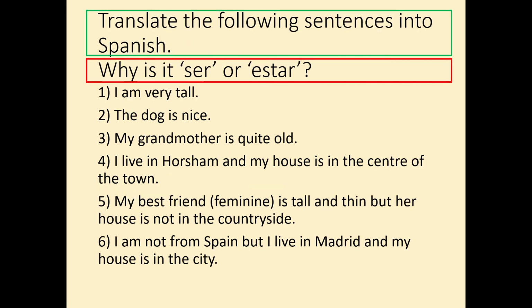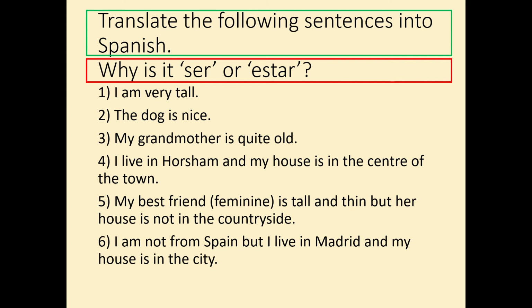You now have 6 sentences. I would like you to translate them into Spanish. And your challenge is to, once again, explain why it's ser or estar. I recommend you spend 5 to 10 minutes on this exercise, and then we'll go through the answers.